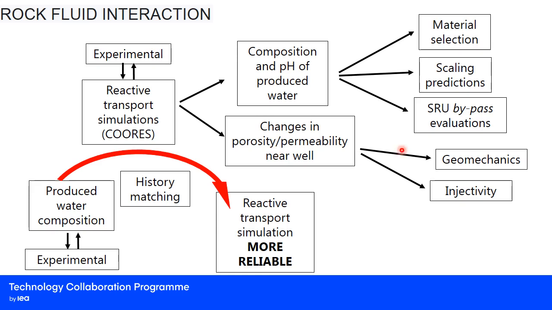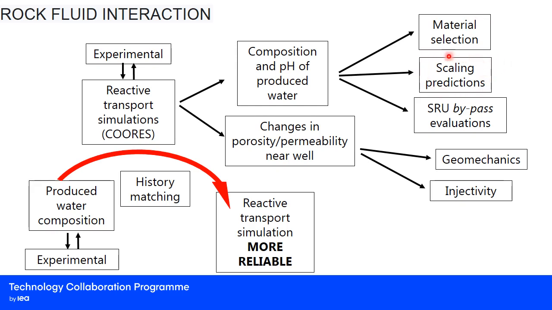For composition and pH of produced water, the results can be applied to material selection because, as we have talked about, the pH in the produced water is higher when you have chemical reactions happening in the reservoir. So we can be using materials that are less expensive than we would have to if we didn't have any reaction going on. And mainly, produced water composition is used for scaling prediction.